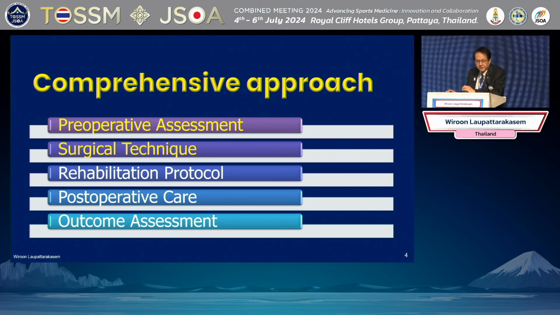To improve the result of the reconstruction, we have to take a comprehensive approach: preoperative assessment, surgical technique, rehabilitation protocol, and postoperative care and outcome assessment. But due to the time limit, we will discuss the first two items, that is, preoperative assessment and surgical technique.